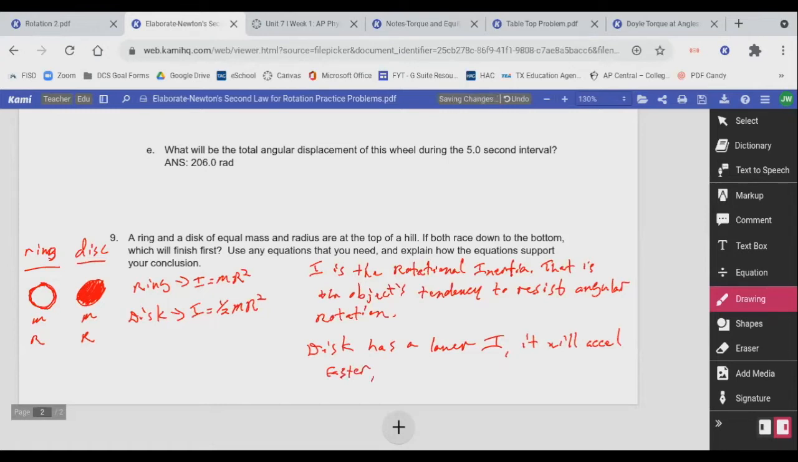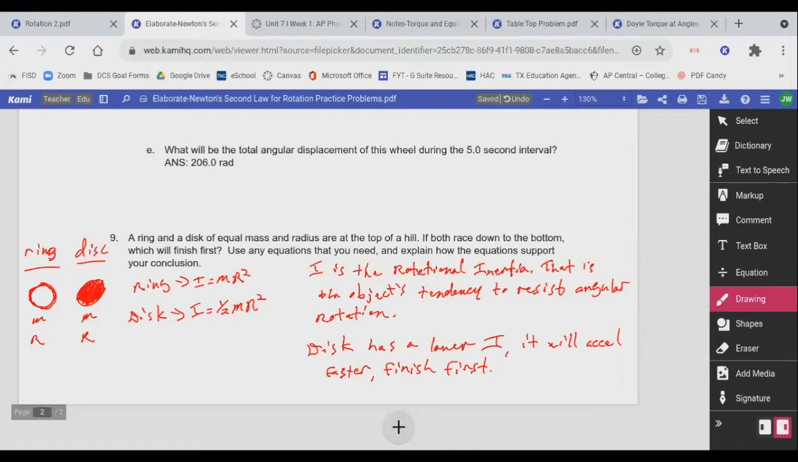and finish first. Certainly, if you're writing this on a test, you won't just put finish first, but reach the bottom first, have a lower time, however you want to do it. But I just want to at least spell it out in a way that you understand it here.